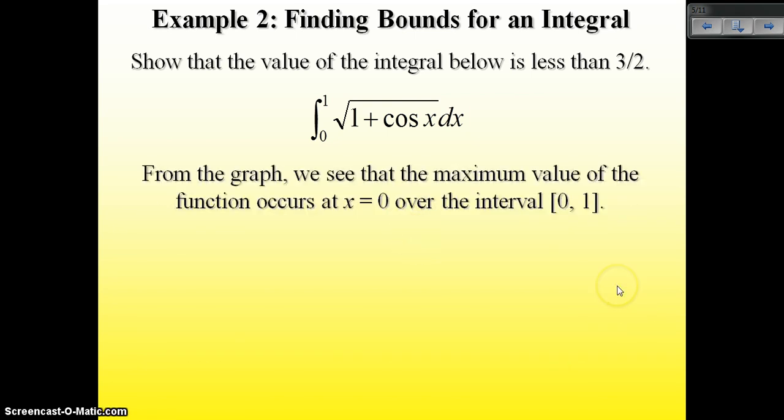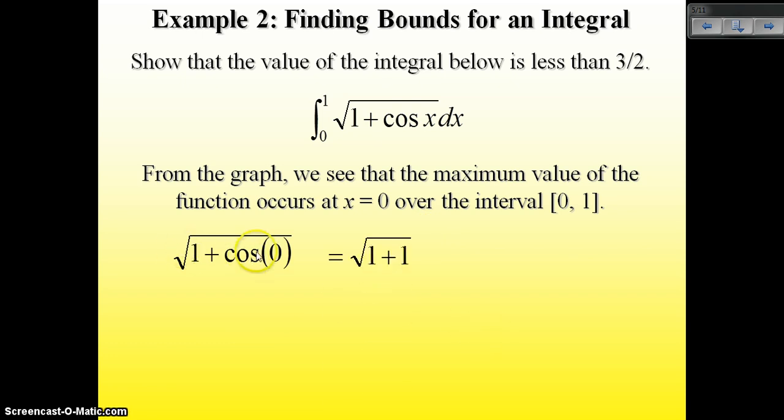The first thing we know is this. If you were to sketch the graph of this function, now when you go to sketch the graph, don't sketch the graph in the integral part. Just sketch the graph of square root of 1 plus cosine x. What you'll find when you sketch the graph is that the maximum value of the function occurs at 0. You'll see that that's the highest point on the graph. If you want to pause the video now and check that out, you can. That's the highest point on the graph, and then it drops after that. So that gives us our maximum value.